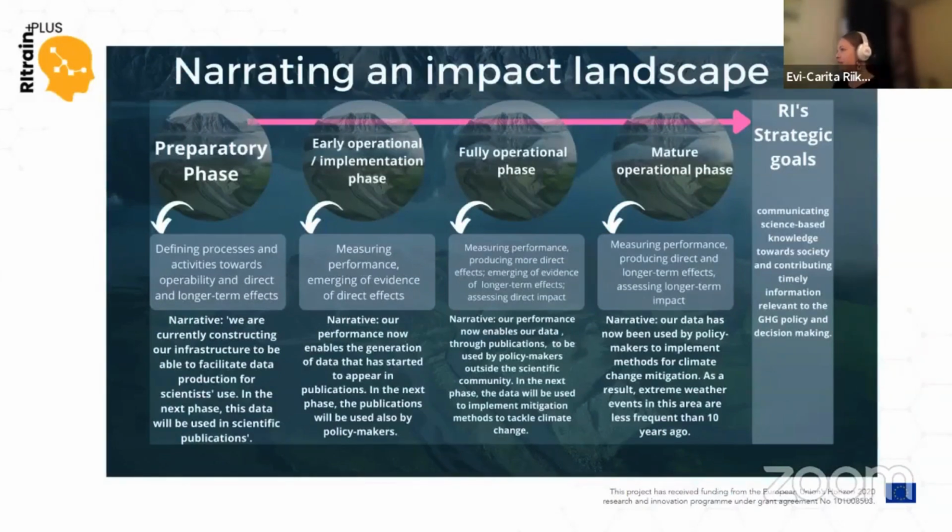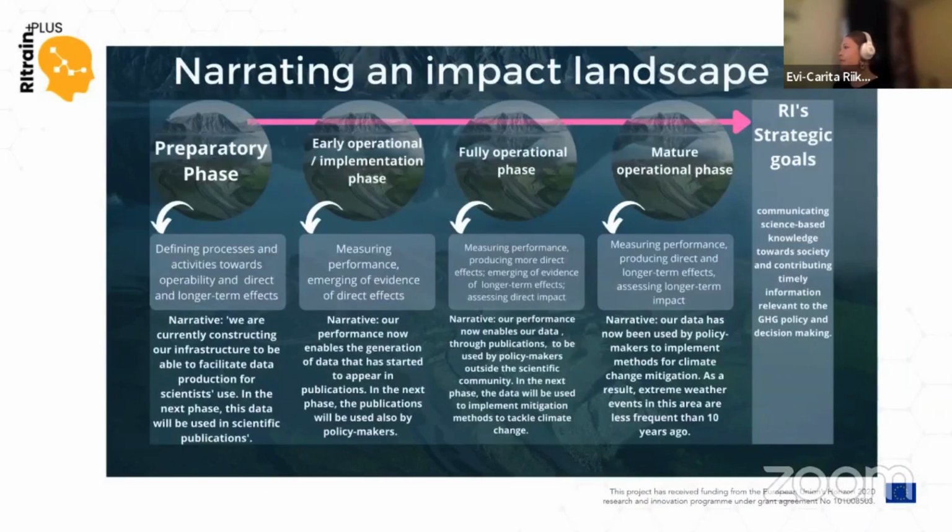More direct effects are produced, and there's evidence of longer-term effects. And now it becomes easier to even start assessing some direct impact. So the narrative could say something like, now our performance enables the data through these publications to be used by policymakers outside the scientific community. And again, in the next phase, it will be used to implement mitigation methods to tackle climate change.